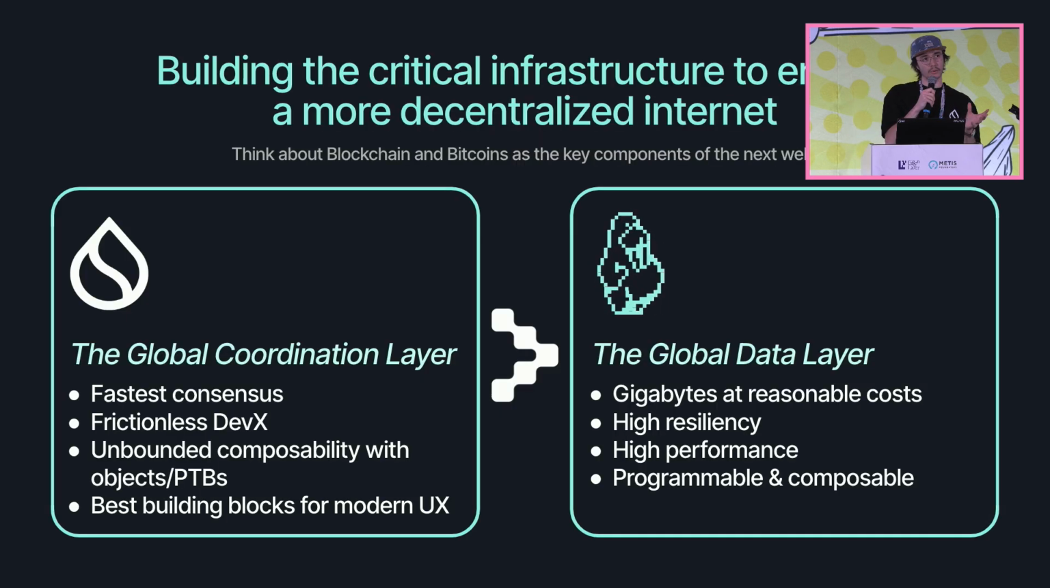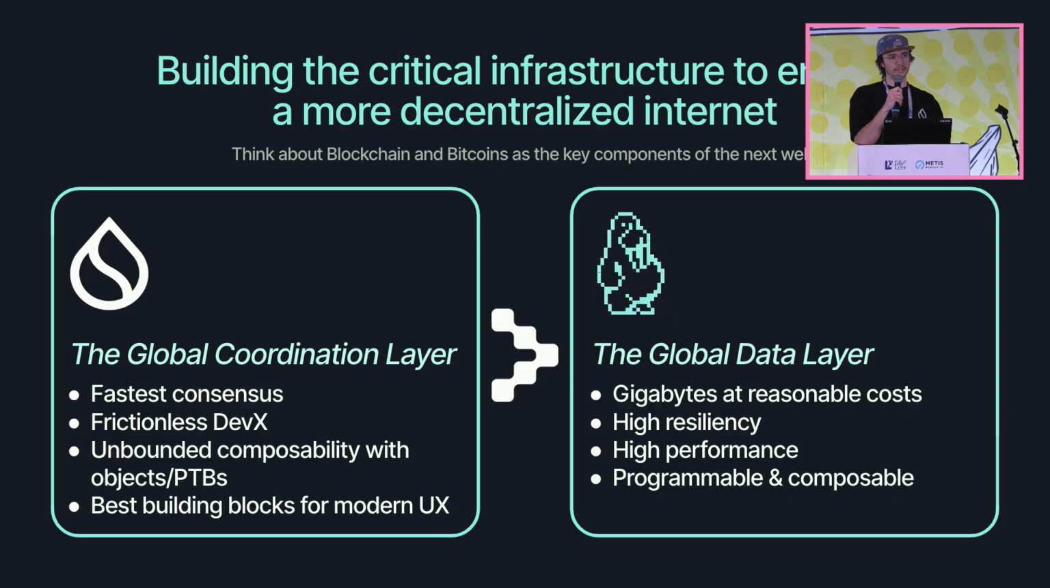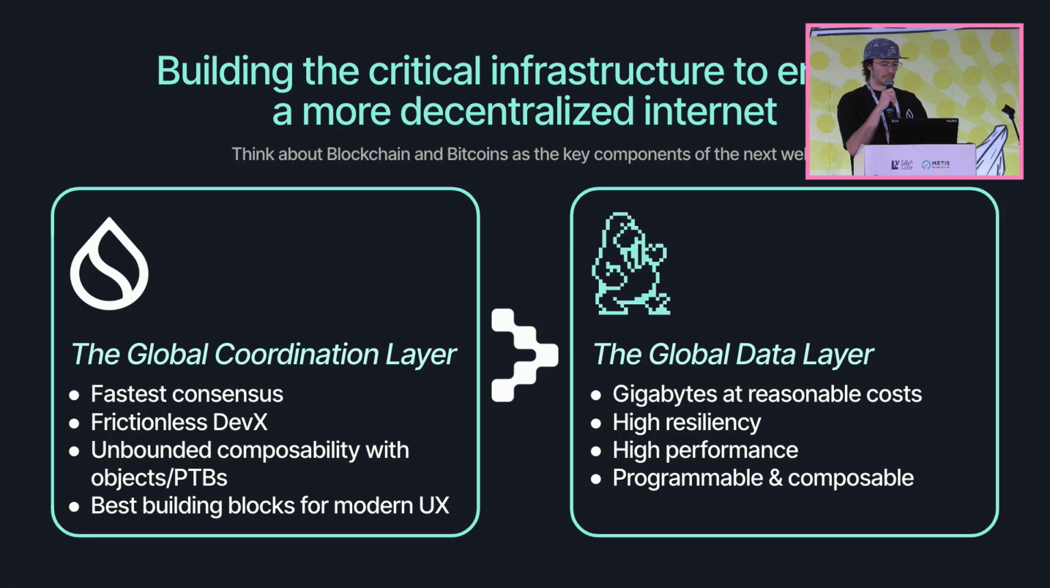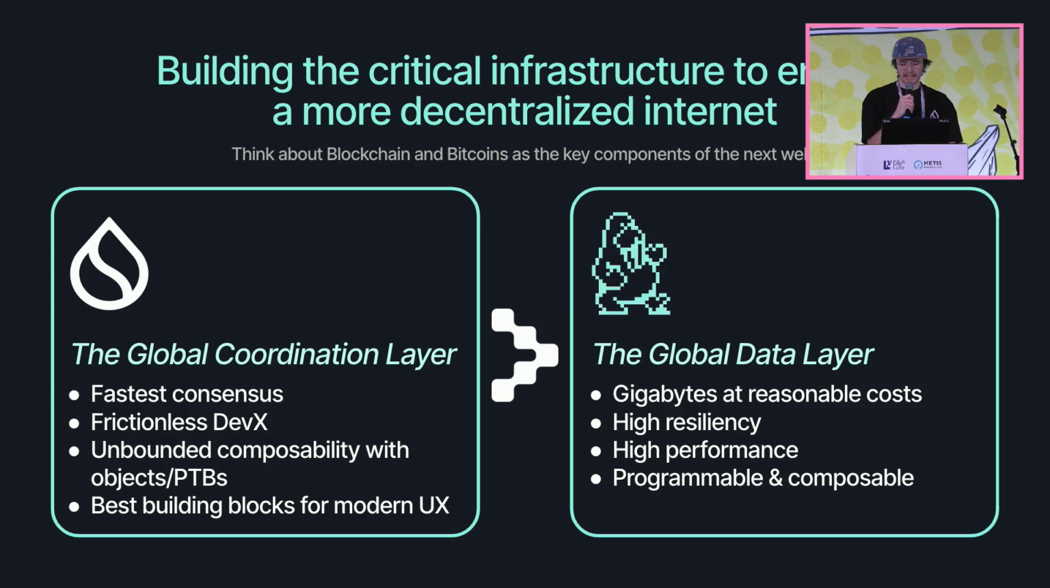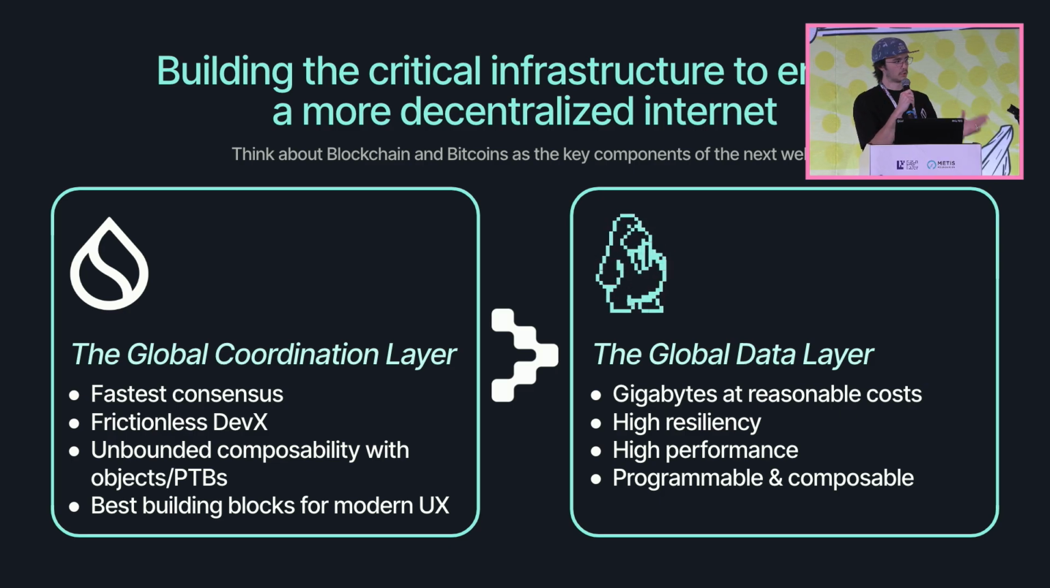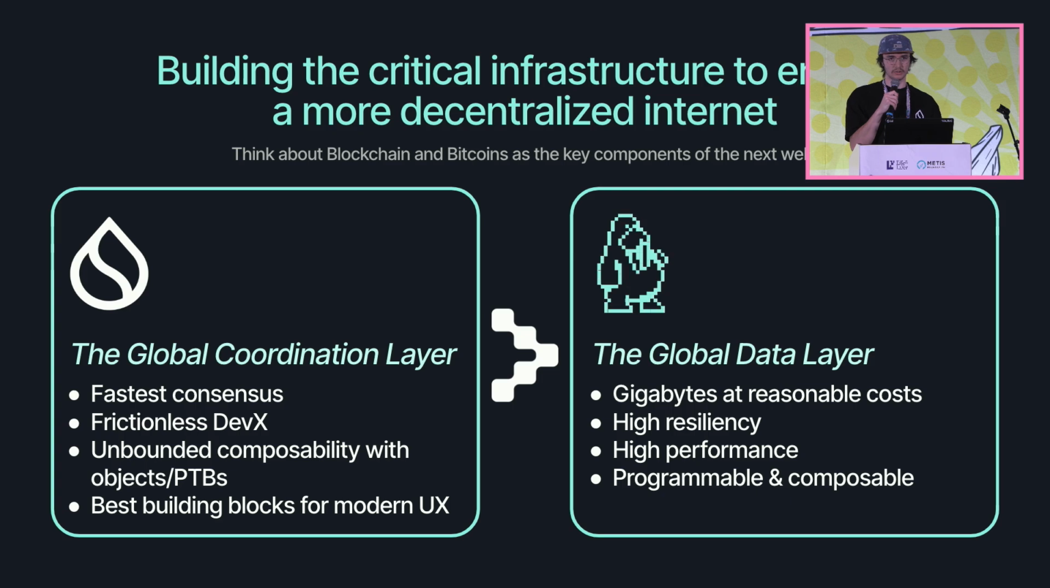And the way we see it, and the reason why we pair them together when we talk about decentralizing the internet, is we see Sui as the global coordination layer, the compute layer, if you will. It's really fast. It can handle a lot of demand. The DevX and the UX are both really great. And we have a lot of composability with the object model paired with the PTBs. And then we see Walrus as the global data layer. No matter what, most internet apps and use cases still deal with a lot of data. So we want to make sure that you can deal with data in a good decentralized manner.